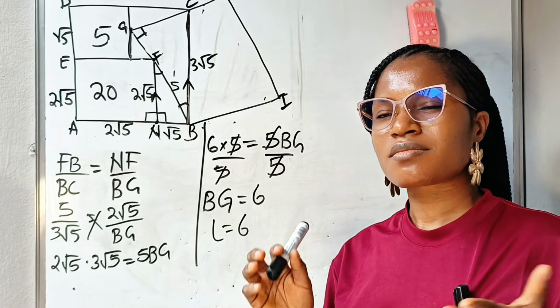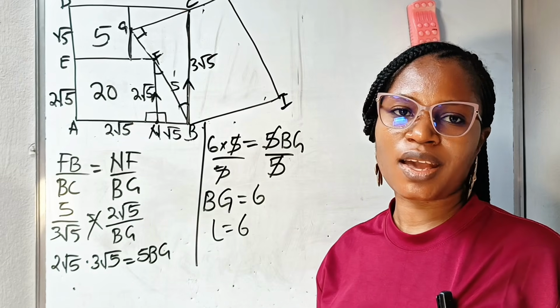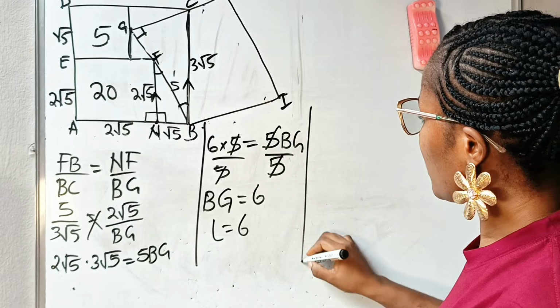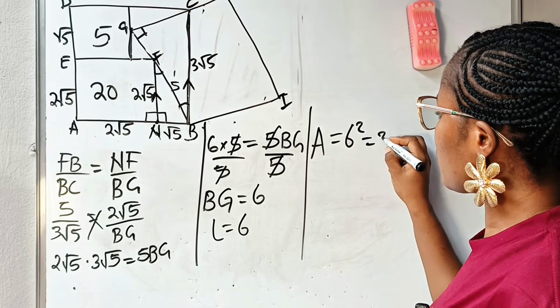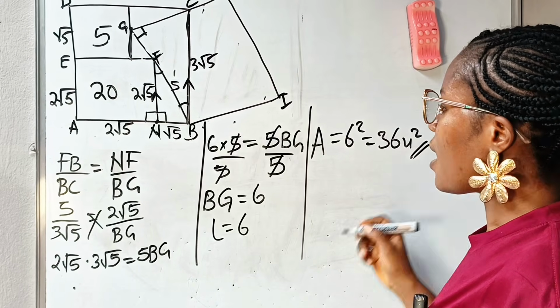Now remember that the formula for the area of a square is length squared. So we can say that the area of this square is 6 squared, which will give us 36 units squared. And that is the answer.